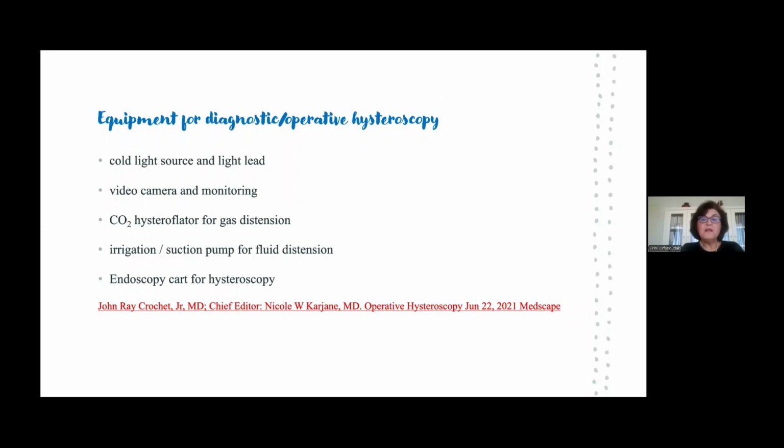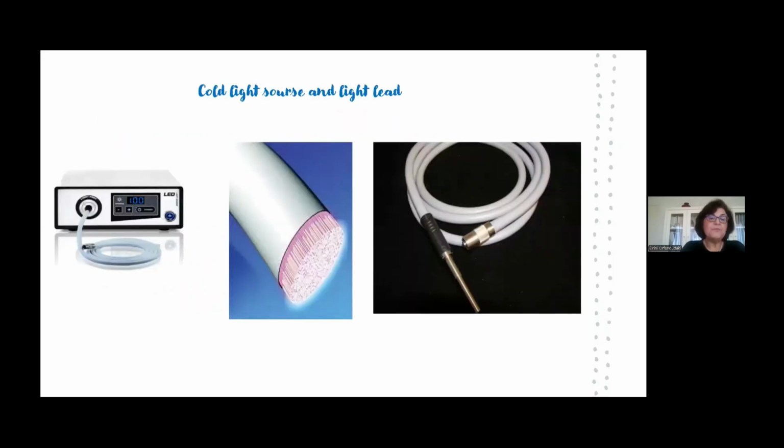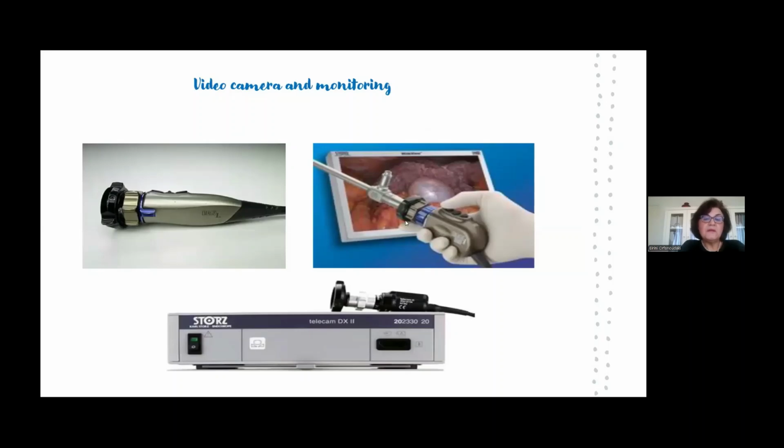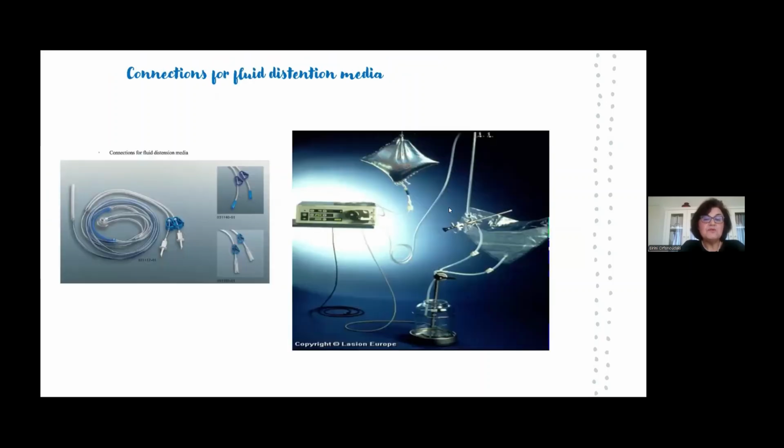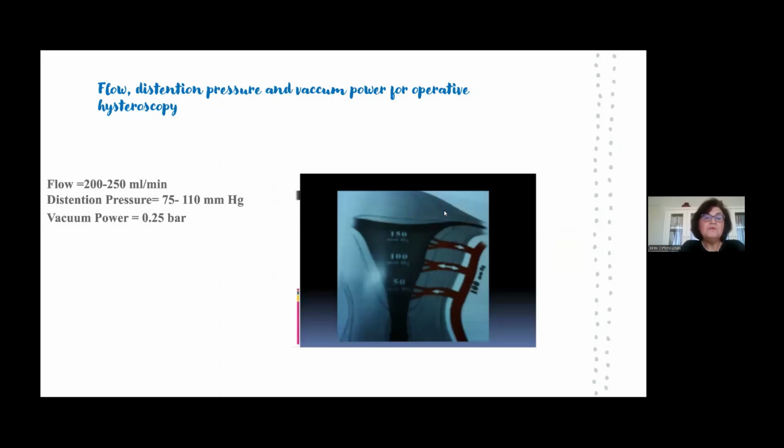Equipment for diagnostic and operative hysteroscopy includes a cold light source and light lead, video camera and monitor, CO2 hysteroflator for gas distension, irrigation, suction pump for fluid distension, and endoscopy cart for hysteroscopy. This is a picture of a cold light source and light lead, video camera and monitor, fluid distension systems and distension media, connections for fluid distension media, flow, distension pressure, and vacuum power for operative hysteroscopy.